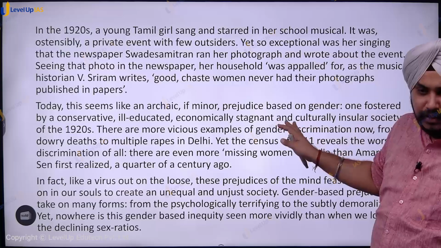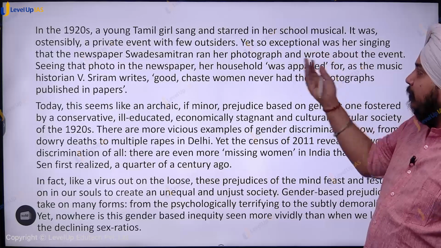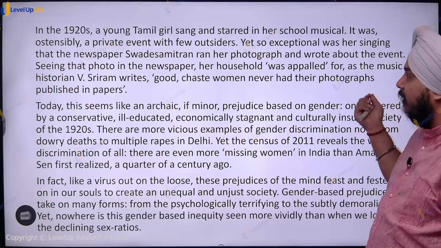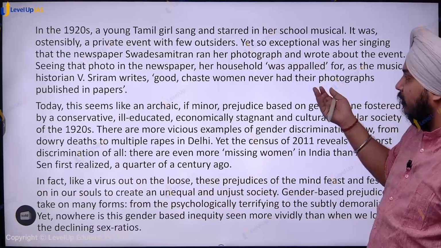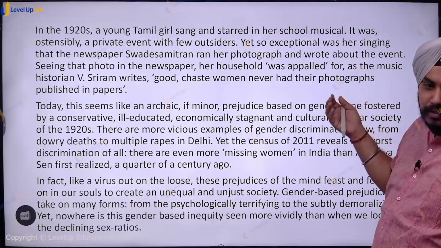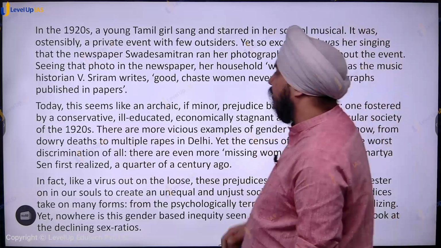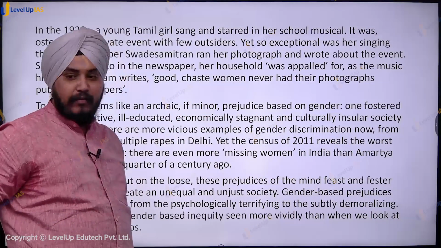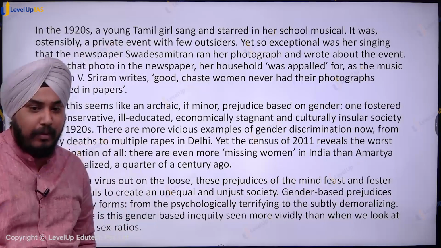You don't have to memorize everything, just that story. It was ostensibly a private event with few outsiders. Yet so exceptional was her singing that the newspaper Swadesh Mitran ran her photograph and wrote about the event. Seeing that photo in the newspaper, her household was appalled, or humiliated. For as the music historian V. Sriram writes, good, chaste women never had their photographs published in the papers. It was that kind of thought that prevailed there.